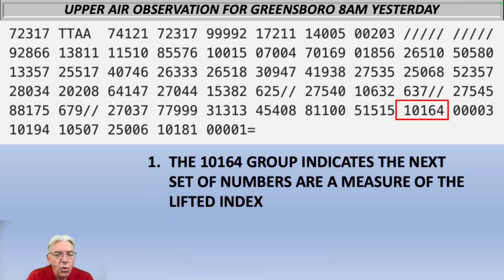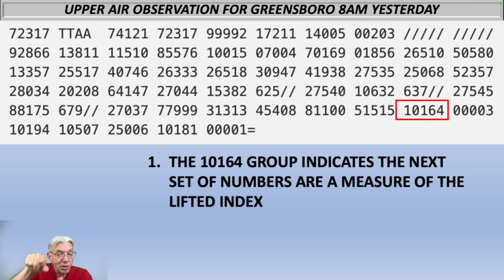The 10164 indicates the next set of numbers are a measure of the lifted index. Now, if you remember, you have the sounding, the actual values of the environment. And then if you take an air parcel off the ground, and it becomes buoyant, then it starts to rise, and when it becomes saturated, then it doesn't cool at as quick a rate because the saturation process is releasing heat, okay? So that air parcel gets up to 500 millibars, and we're taking a look at the difference in temperature between that air parcel and the actual environment.